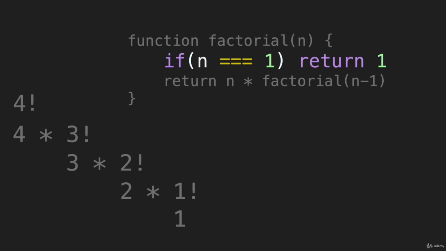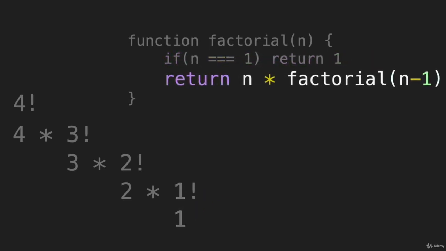If we ever get to the point where n is equal to 1, we're just going to return 1. So n equaling 1 is this right here. N equals 1, we return 1. Otherwise, we're going to return n, in this case 4, times factorial of n minus 1, which is going to be 3. So we could look at it like this. It's 4 times 3 factorial.